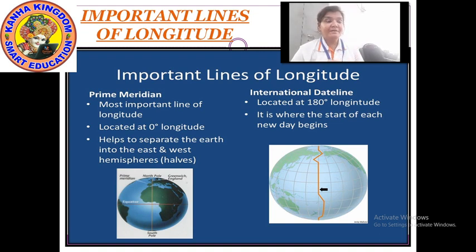How does the prime meridian help? The prime meridian helps you to separate the earth into west and east hemispheres, or you can say into two halves, that is the eastern hemisphere and the western hemisphere. You can look at the picture. Very clearly it has been shown which is the equator line, the red one. In that, the red one is the equator, which divides the earth into two equal halves.